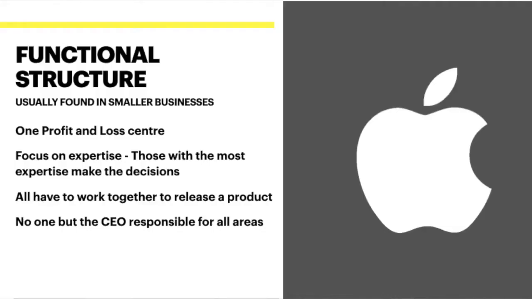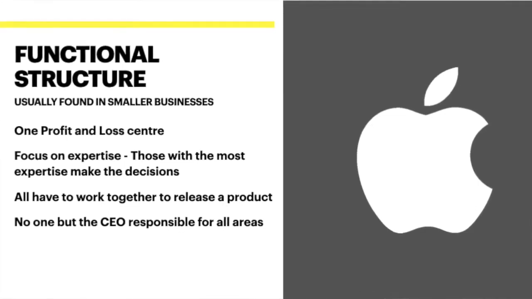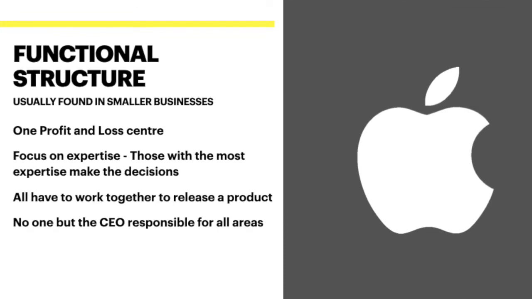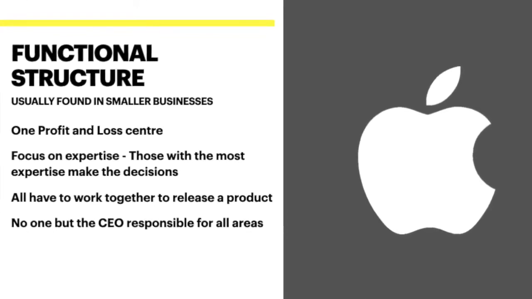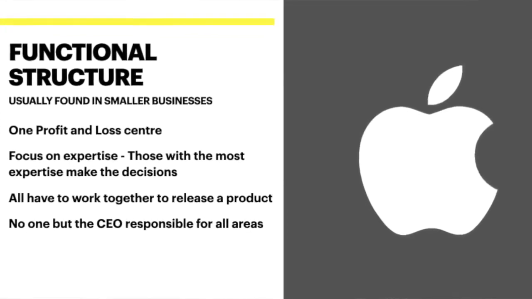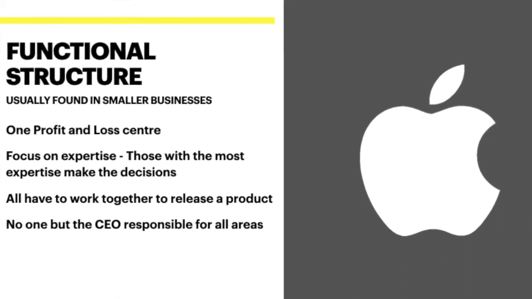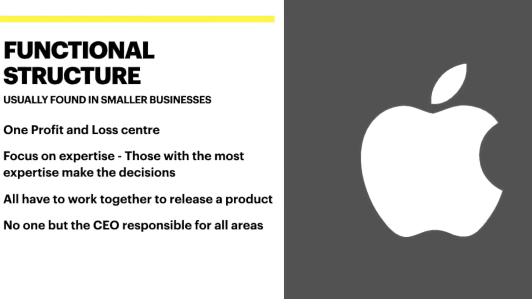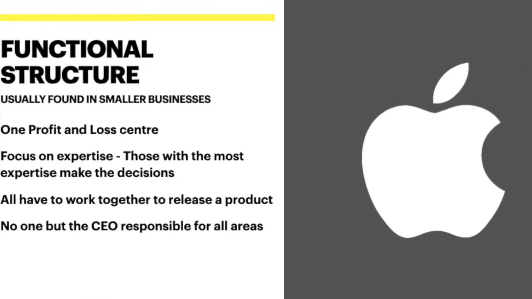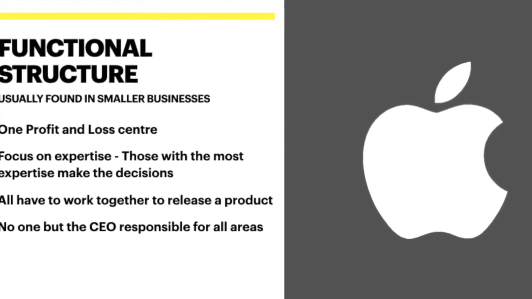But what it means is that it's a structure that's usually found in smaller organizations, and there's only one profit and loss center. So you're looking at the profit and loss of the entire organization, so to speak. It might be split up into a few different ones, but on the whole, it's one large target that the whole company is trying to achieve.